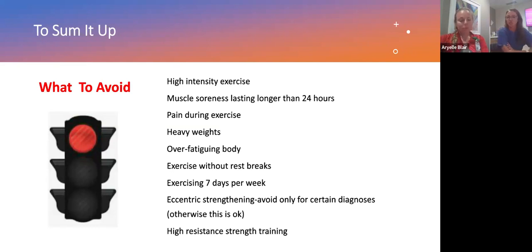And then eccentric strengthening is kind of a hot topic. We want you to avoid it only for certain diagnoses. Otherwise, this is okay. And we want you to avoid overall high resistance strength training.